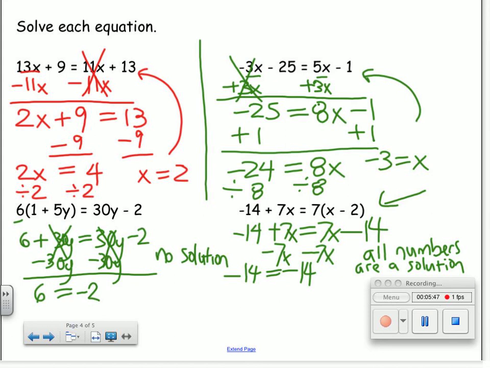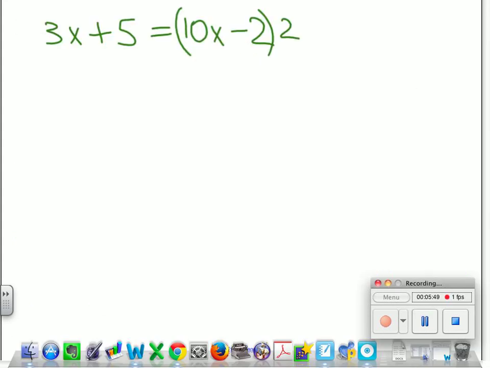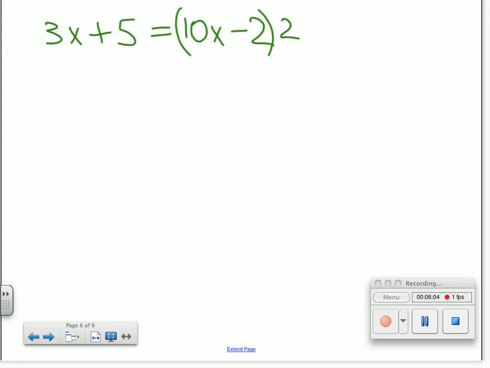We're going to do one more problem here, just to make sure that this makes sense. Here I've got 3x plus 5 is equal to negative 10x minus 2, and that whole thing is times 2. So I've got to distribute that 2 first of all. So I rewrite the problem: 3x plus 5 is equal to 2 times 10 is 20x minus 4.